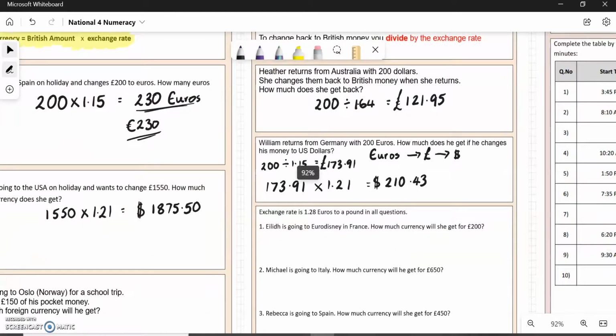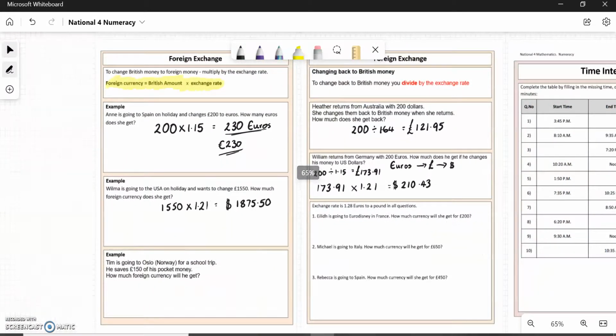Okay, so we did a couple of examples on both pages there. A couple of examples for you to fill out as well. It's a big idea. When you change from British money, you multiply. When you change to British money, you divide.